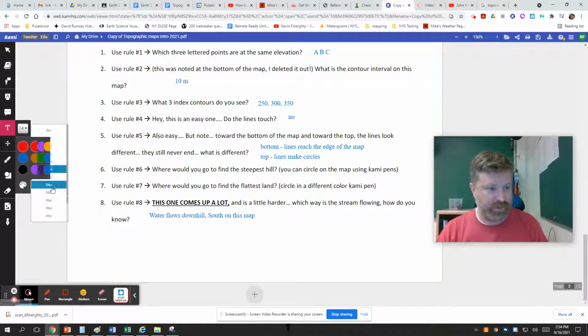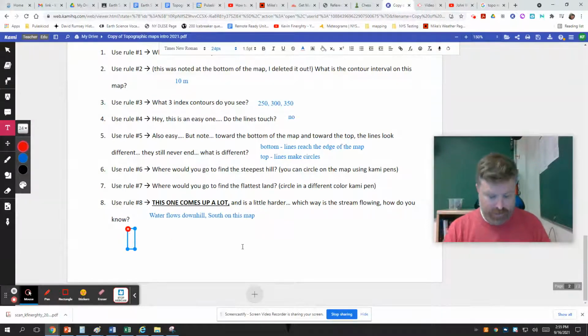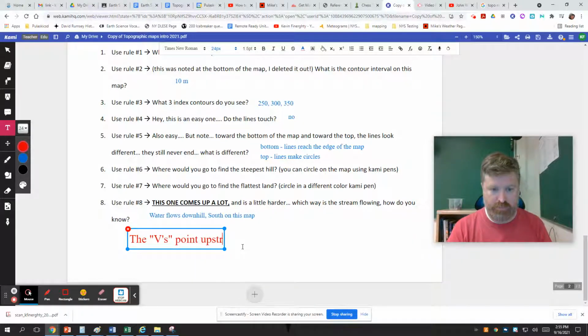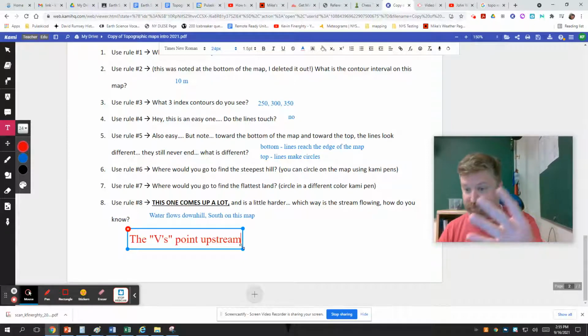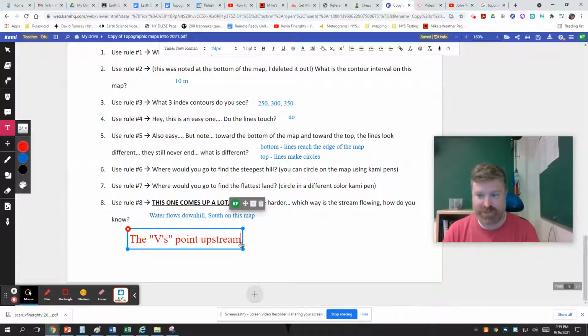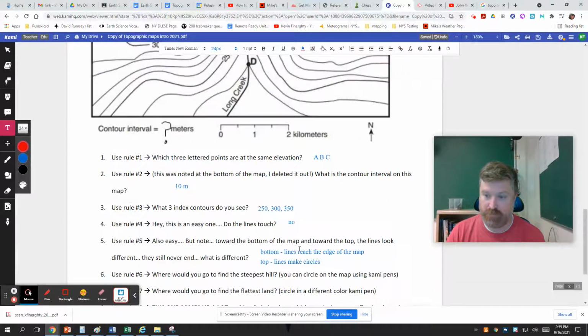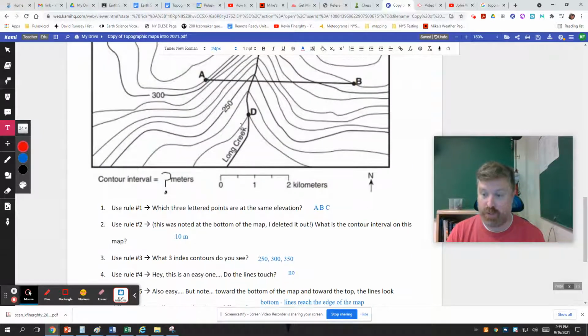I'm changing colors. I'm making the font big. The V's point upstream. That answer right there, 1, 2, 3, 4 words, will get you points. I promise. That's going to be on quizzes and tests. And that's as wordy as you have to be. I don't need an essay about the nature of topographic maps. How do you know where the water flows? V's point upstream. Job done.